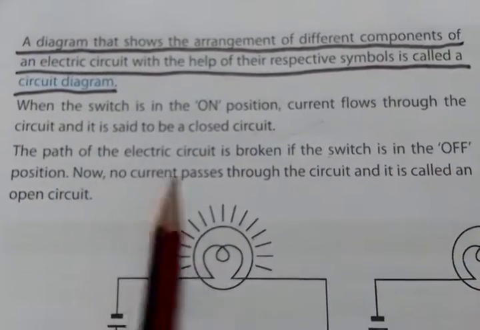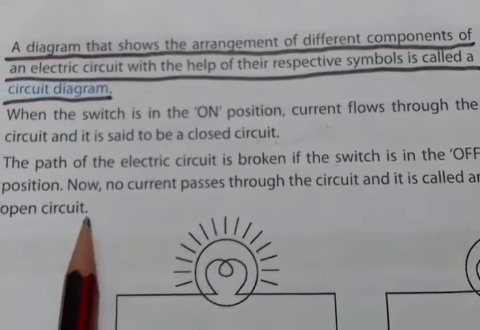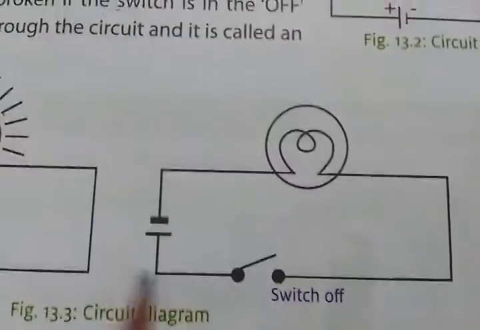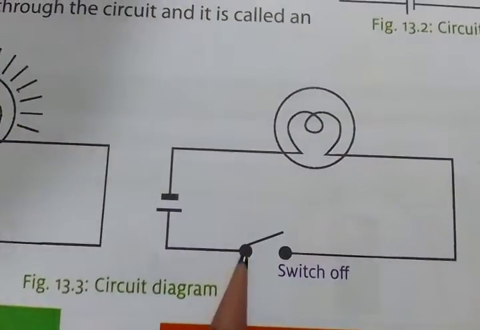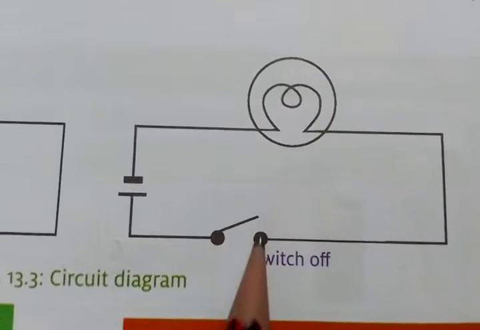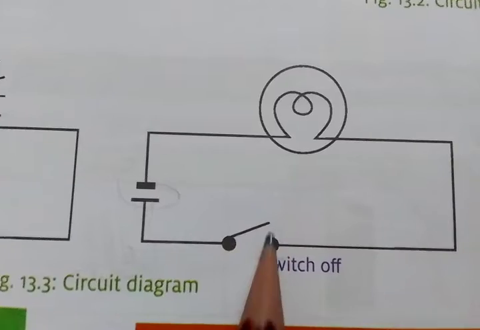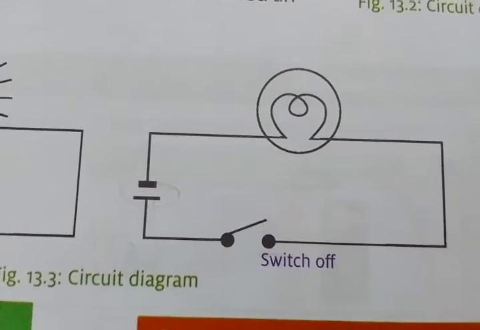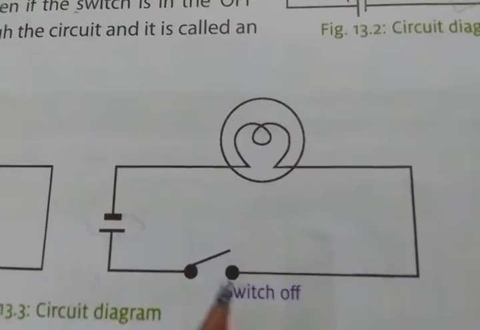Now the path of the electric circuit is broken if the switch is in off position. Now no current passes through the circuit and it is called an open circuit. Means this is the diagram. When the switch is in off position, the current is not flowing through it because the current is cut from this line. And this is the cell again. So no current is passed through that, so that is known as an open circuit.